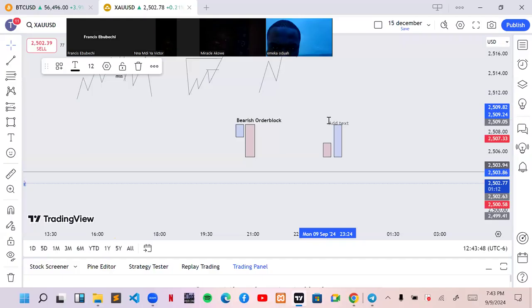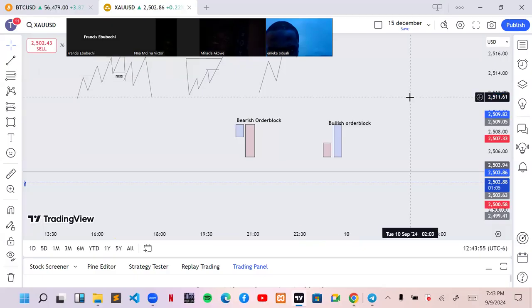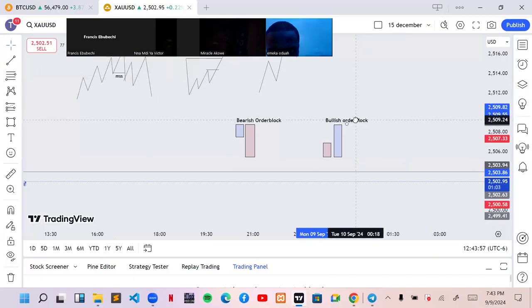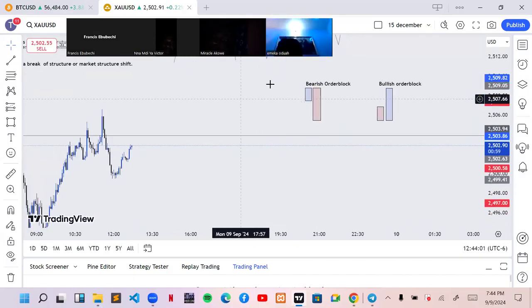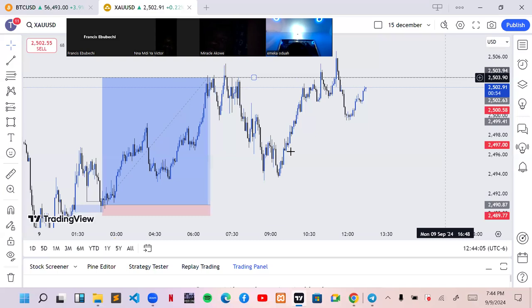Bullish order block. So bearish order block, bullish order block. Now, this bullish order block was what I used to take this trade I took on gold.